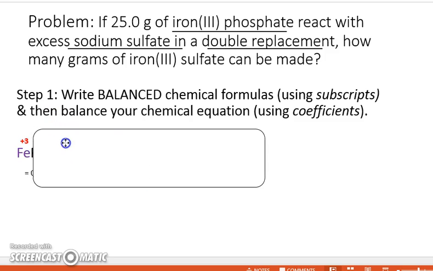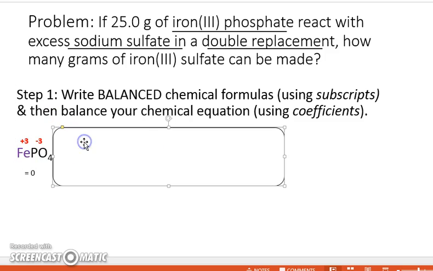So we're going to write PO4. And I always just write the charges above each element or compound that I have, just so that when I go back to balance the chemical formula I know exactly what the charges are, and I don't have to remember them. And then it says the iron 3 phosphate reacts with excess sodium sulfate.